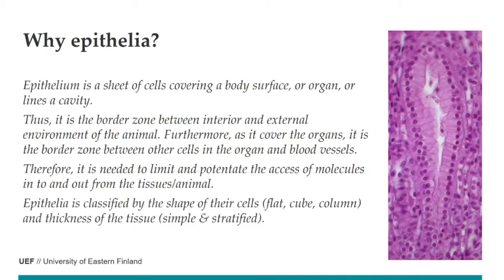And it's classified by the shape. It can be flat, cube, or column. So that's the shape of the cell. Over here we have column type because it's in kidneys. And then it can be classified by the thickness of the tissue. It can be simple, like over here where we have a single layer of cells, but then it can also be stratified, so there are several layers of cells in that case.